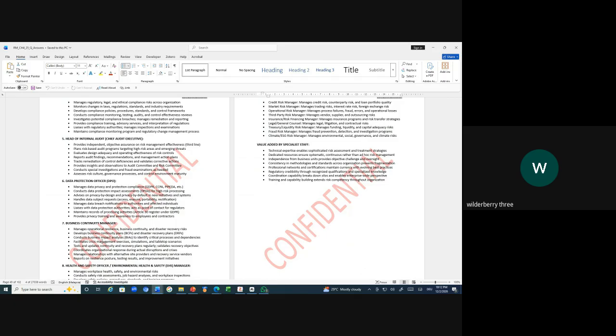Of course, manage operational resilience. It's about resilience, business continuity. Disaster recovery plans shall be in place. Continuity plans, impact analysis. Business impact analysis is also a technical or independent discipline which is carried out in terms of risk management. Health and safety officer is also a separate role.